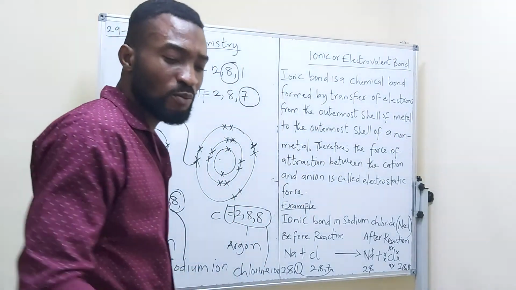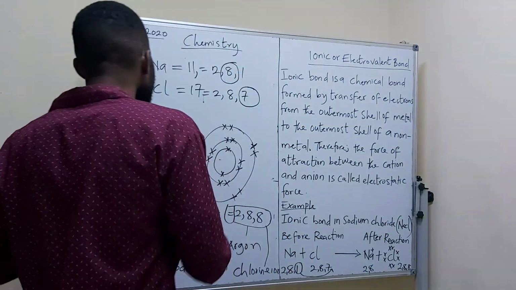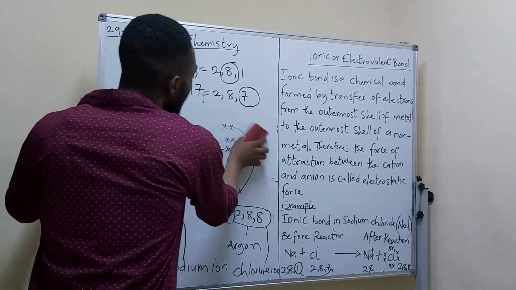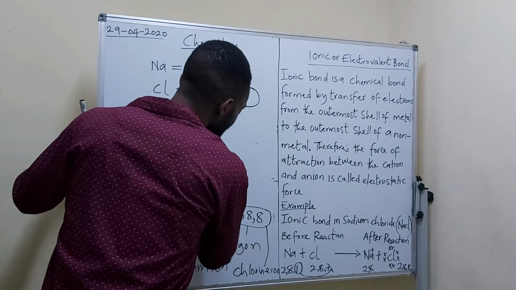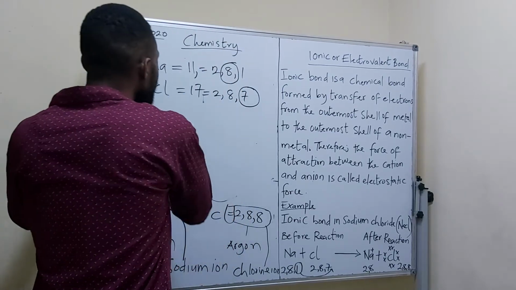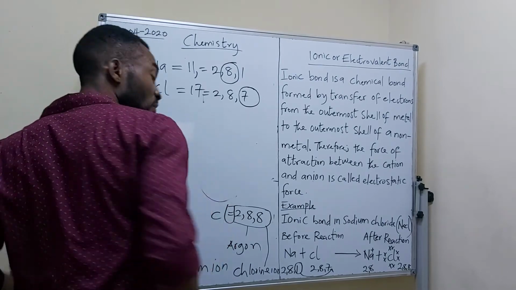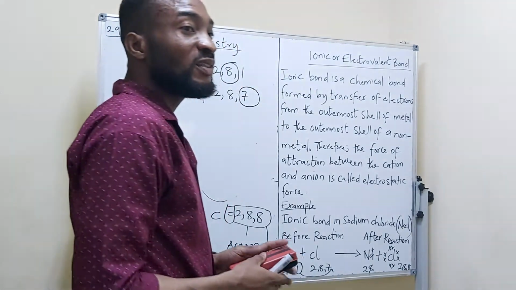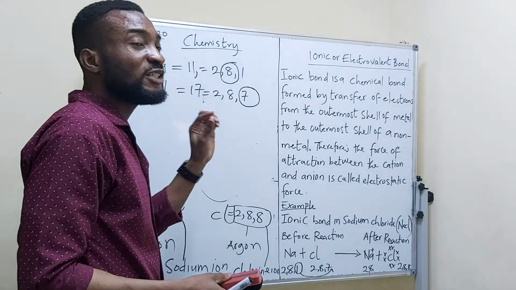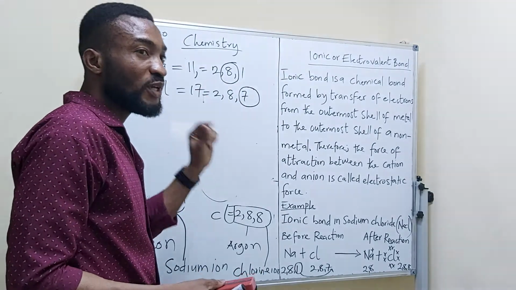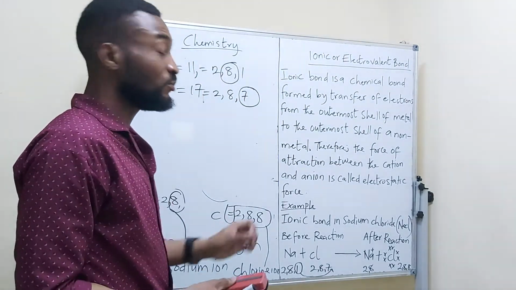Let me show you more examples so that you can understand what I'm saying very well, apart from this sodium. But just bear it in mind that electrovalent bond will only occur when a metal element transfers electrons at the outermost shell to a non-metal element.